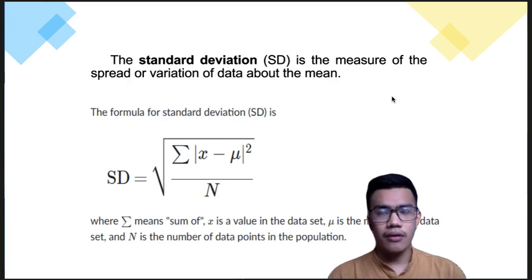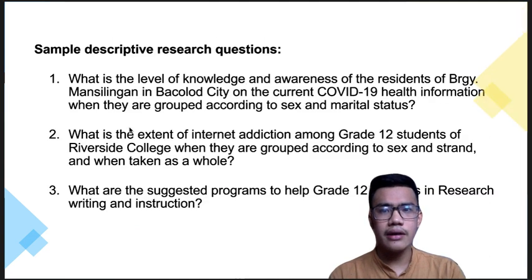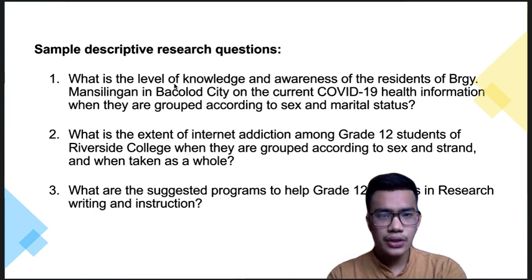So for research questions like number 1, you are to group your respondents according to sex and marital status, and you are to test for the level of knowledge and awareness. For research questions like this, you may use the mean and standard deviation. Again, the mean and standard deviation for both research questions number 1 and 2.